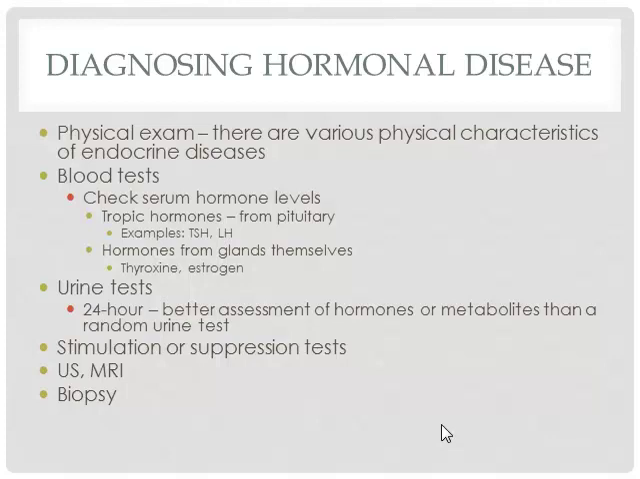And so tropic hormones from the pituitary, they would be looking at, for example, thyroid-stimulating hormone or luteinizing hormone, and or hormones from the glands themselves, so T3 or T4 levels and or estrogen. When they do urine tests, instead of a one-time urine test, they usually do a 24-hour urine test to get a better idea of what hormones are available or not available.